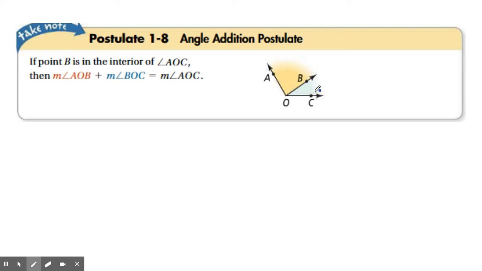Because they don't overlap, if you add the measure of angle AOB to the measure of angle BOC, you should get the measure of angle AOC. That's exactly what this says. That should make sense to you, right? It should make sense. Okay.